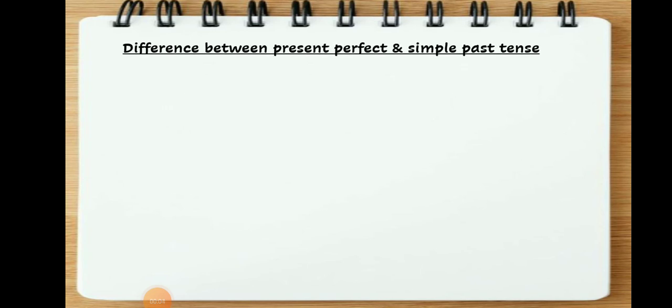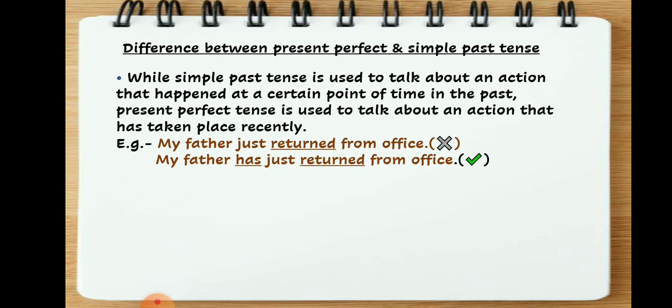Next we have the difference between present perfect and simple past tense. First difference is, while simple past tense is used to talk about an action that happened at a certain point of time in the past, present perfect tense is used to talk about an action that has taken place recently. My father just returned from office. This is not a correct sentence. When the action is taking place or has taken place recently, there we cannot use simple past tense form of the verb. So the correct sentence is, my father has just returned from office.